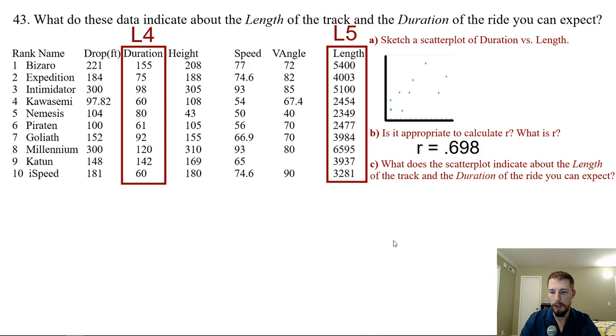All right. What does the scatter plot indicate about length of the track and the duration of the ride? So clearly, the longer the track is, the longer the ride takes. So there's a pretty strong association. The only other variable there would be the actual speed. So if we looked at the relationship between those two, yeah, that would be pretty clear. All right. That's pretty much it for that one.